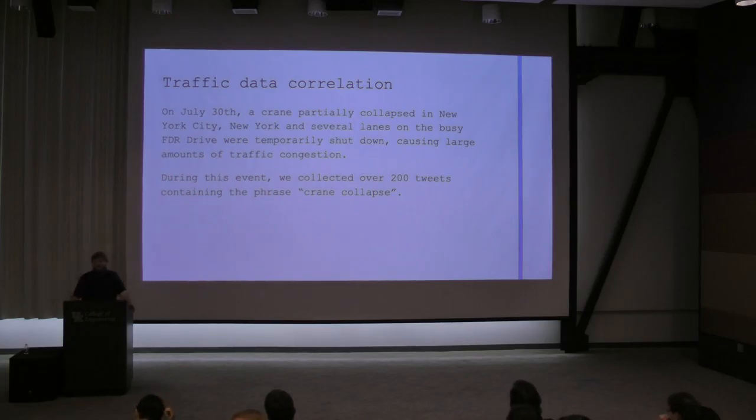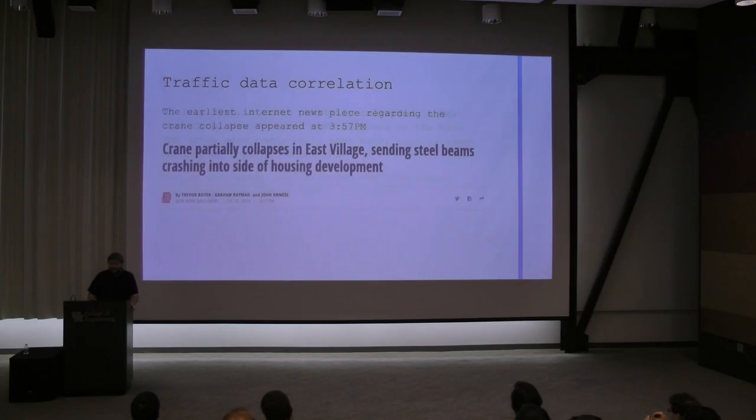On July 30th, a crane partially collapsed on FDR Drive in New York City and shut down the lanes going in either direction pretty much completely for a couple of hours. During this event, we collected over 200 tweets with the phrase "crane collapse," just that phrase alone in them. And here we see the earliest internet news article that appeared about it at 3:57 p.m. that day. There's a headline.